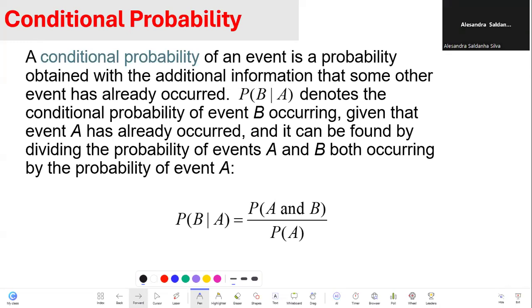Conditional probability of an event is a probability obtained with the additional information that some other event has already occurred. It denotes the conditional probability of event B occurring given that event A has already occurred, and it can be found by dividing the probability of event A and B both occurring by the probability of event A.